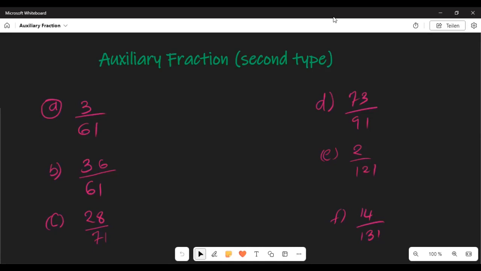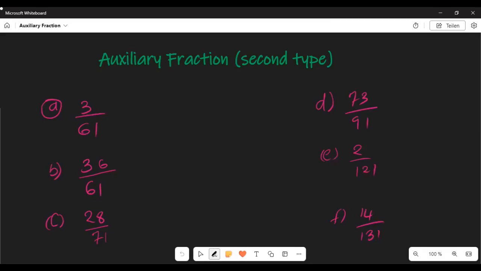Hello. In this video, we're going to look at auxiliary fractions, second type 2. In the previous one, we were looking at denominators that end with 9. And in this one, we're going to look at denominators that end in 1. This is going to be interesting.